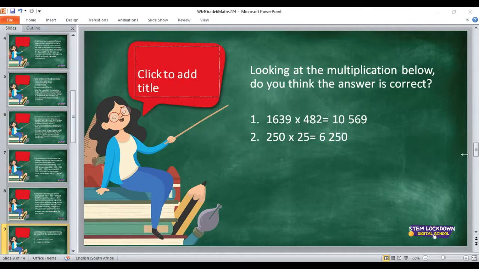Can I have the answers to the calculations that are on the screen? Just look at it. Don't use your calculator because I will know if you have used the calculator. Just look at the sums and tell me if number 1 is correct, number 2 is correct, or number 1 is incorrect, number 2 incorrect, or vice versa. I would love to see our answers. Okay, I'm trying to get to the answers so that I can be able to see.